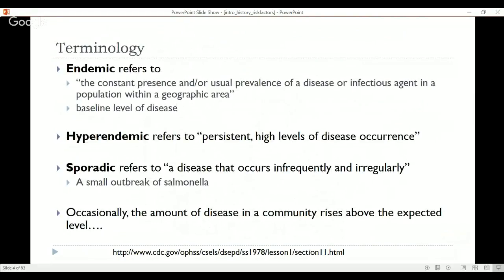All right, a sporadic outbreak or sporadic disease just refers to something that's occurring infrequently and irregularly. A small outbreak of salmonella you might refer to as sporadic. There are technical differences between something that's sporadic and, say, an epidemic, but for the purposes of this class, you don't need to worry about it.